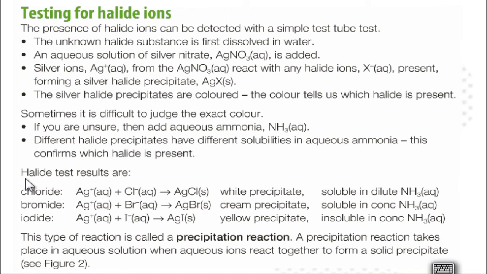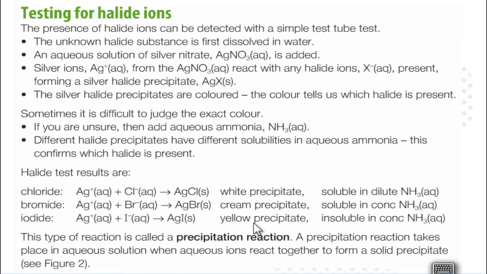And halide test results, these things you really do have to remember, and they can cost you a lot of marks, usually 2 or 3, so it pays to know them well. So chlorine, bromine and iodine. Use silver nitrate in order to have silver ions present to react with the halide ions. So silver ions plus chloride ions give silver chloride, and it makes a white precipitate, and it's soluble in dilute ammonia.